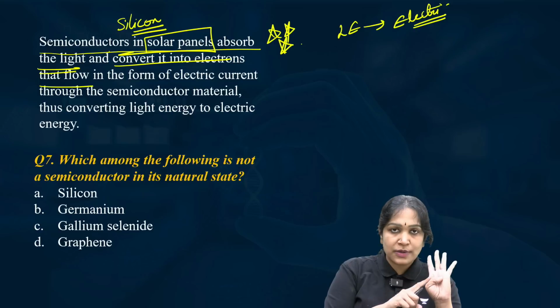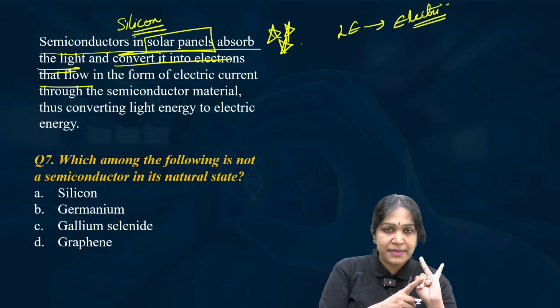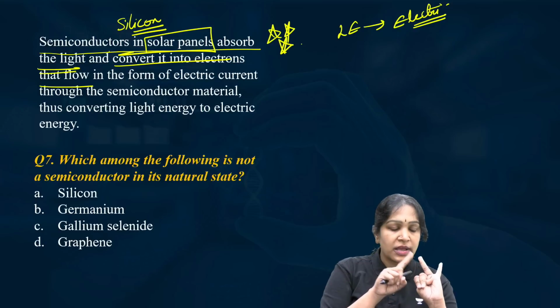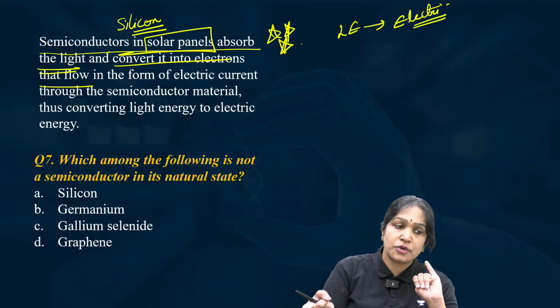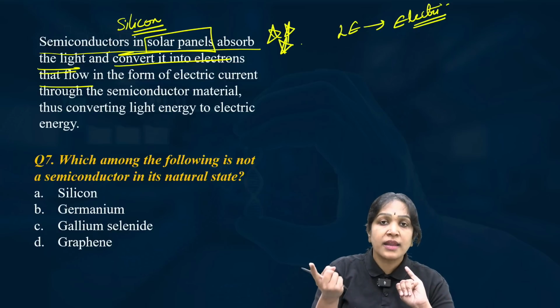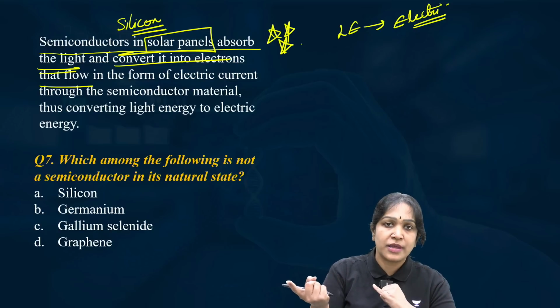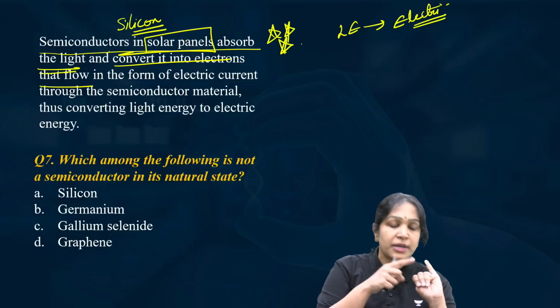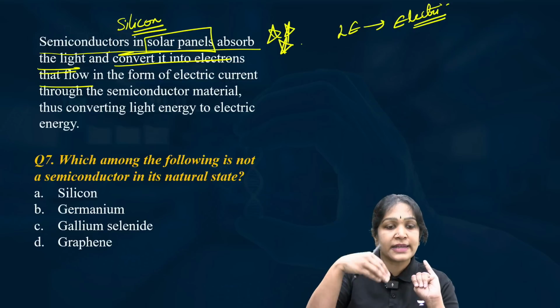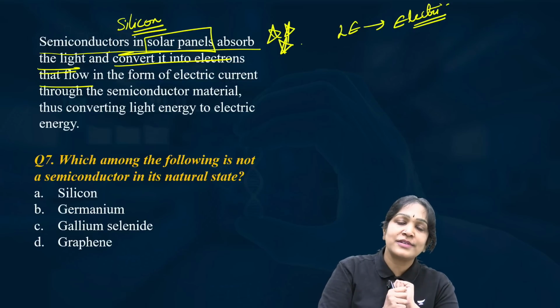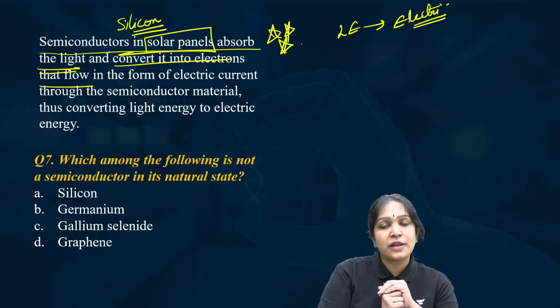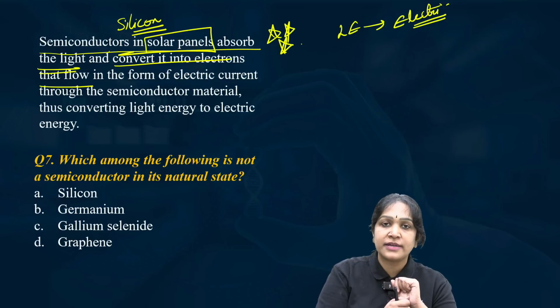I repeat, solar panels are made up of silicon. What is silicon? A semiconductor. What will it do? Absorb the light energy from the sun and then convert the light energy into electrons. You know, mass and energy are interconvertible, E is equal to mc square. It will convert that light into electrons. These electrons will flow. The flow of these electrons is electricity. This is how solar panels generate electricity. We use semiconductors in that.